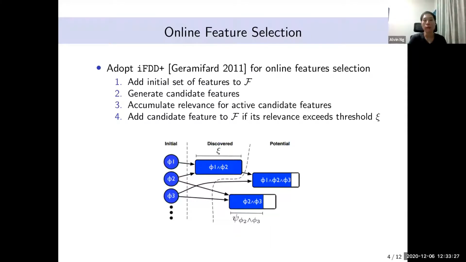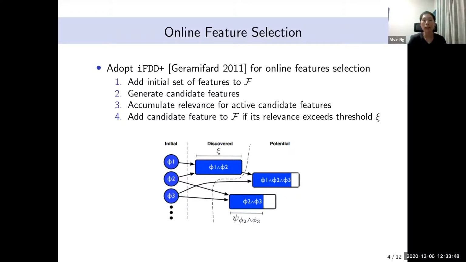We want to learn the features and weights in an online manner. Therefore, we adopt IFDD+. IFDD+ requires an initial set of features to be given. These are added into the feature set F. Next, it generates candidate features, which are conjunctions of pairwise features in F.